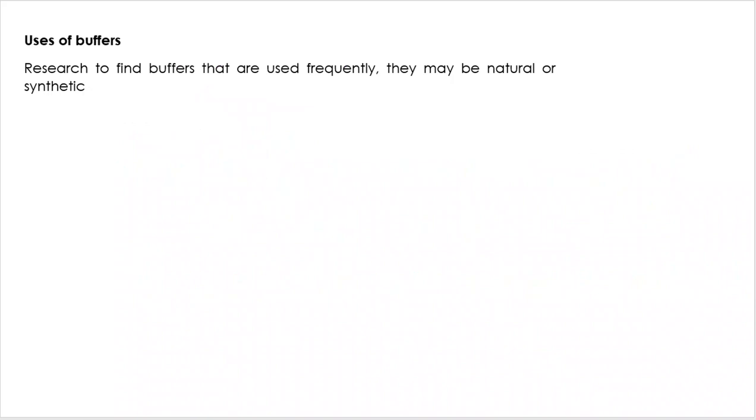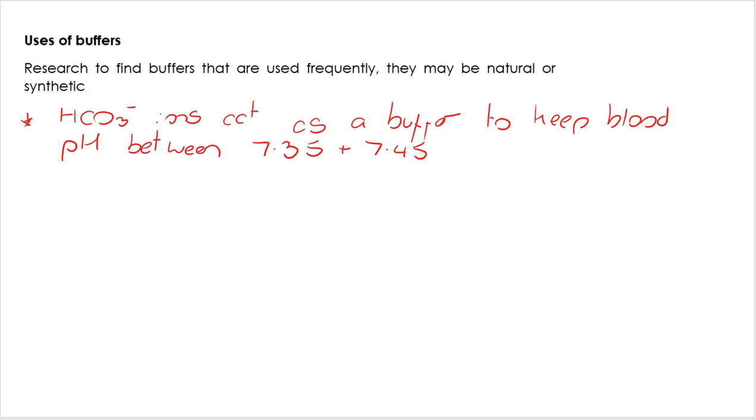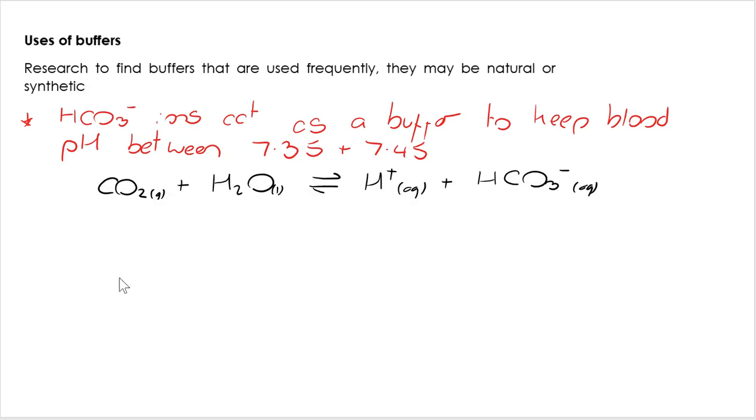So what uses of buffers do we know? And I've said here it can be natural or synthetic. Well, one of the key ones is HCO3 minus ions, and that is a buffer within the blood, and that's to keep the pH of blood between 7.35 and 7.45. So we've got an equation here for what's happening. Carbon dioxide and water react to make H plus and HCO3 minus in a reversible reaction. But the carbon dioxide, we also need to know where it comes from. It comes from respiration. The H2O is present in blood.